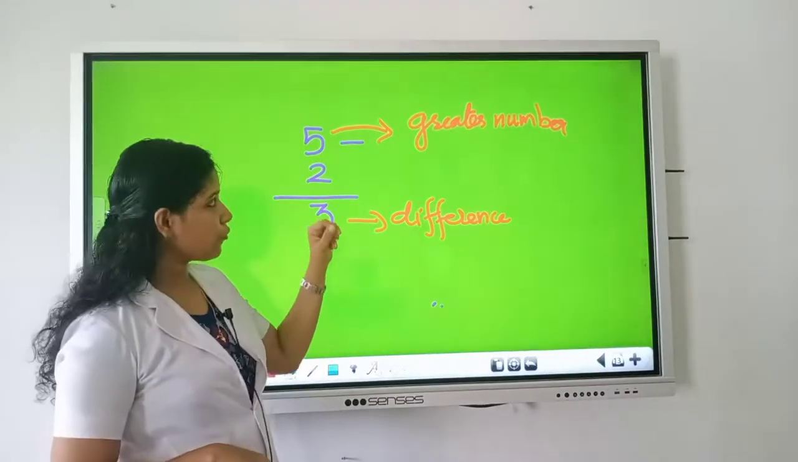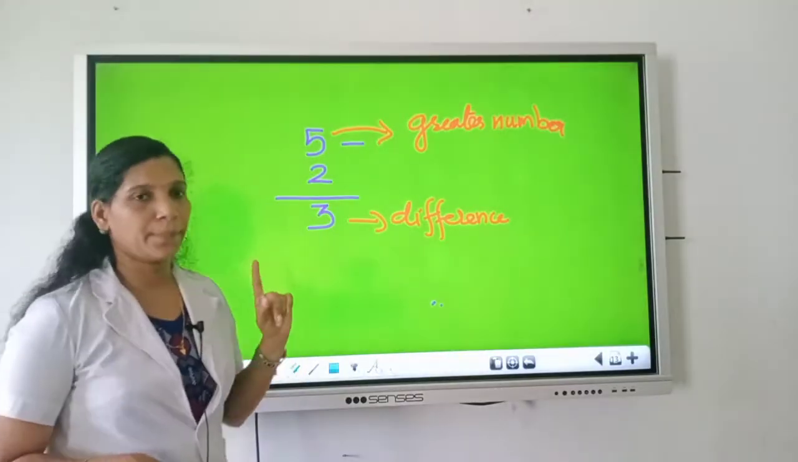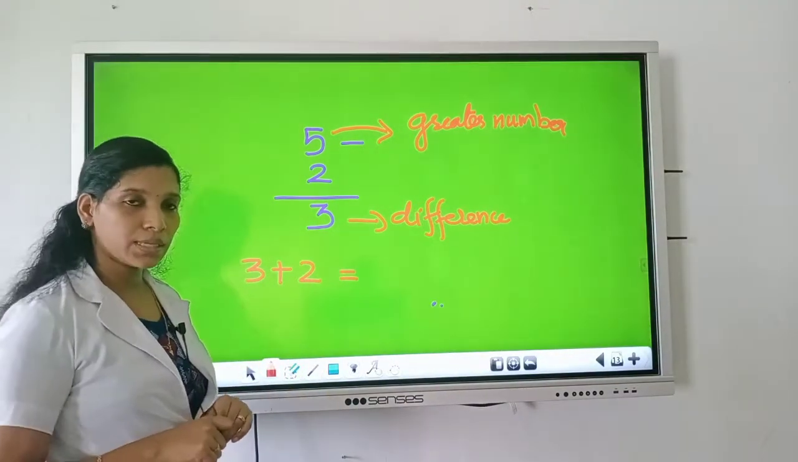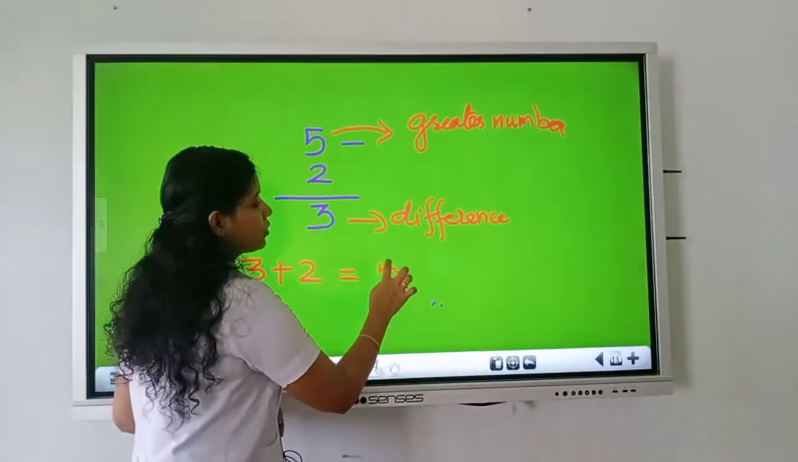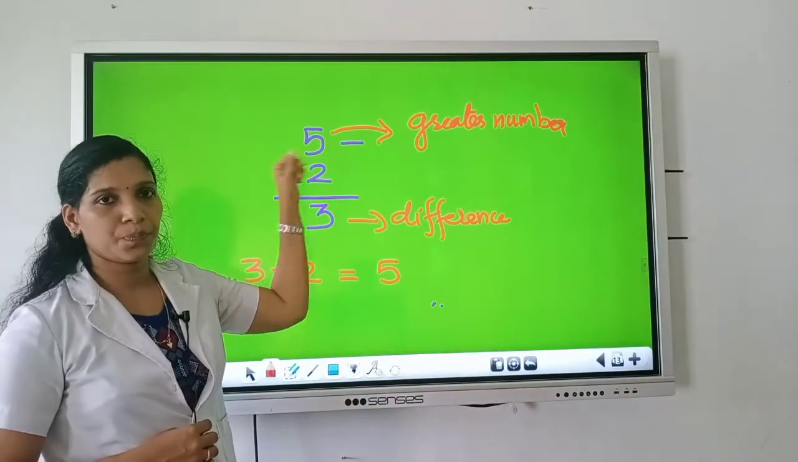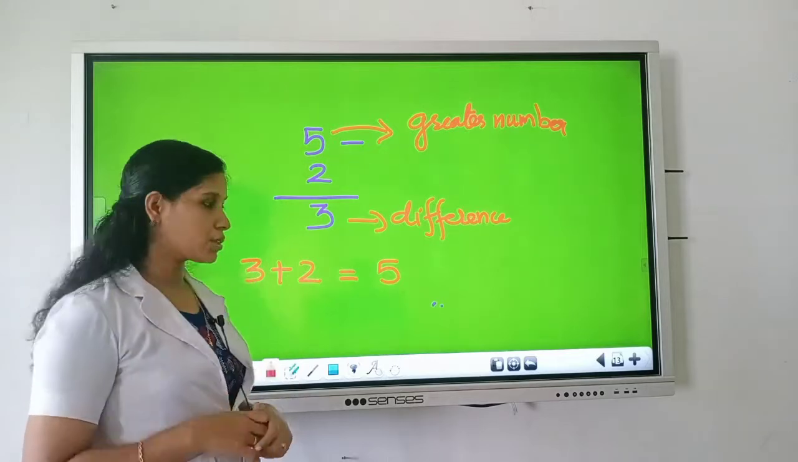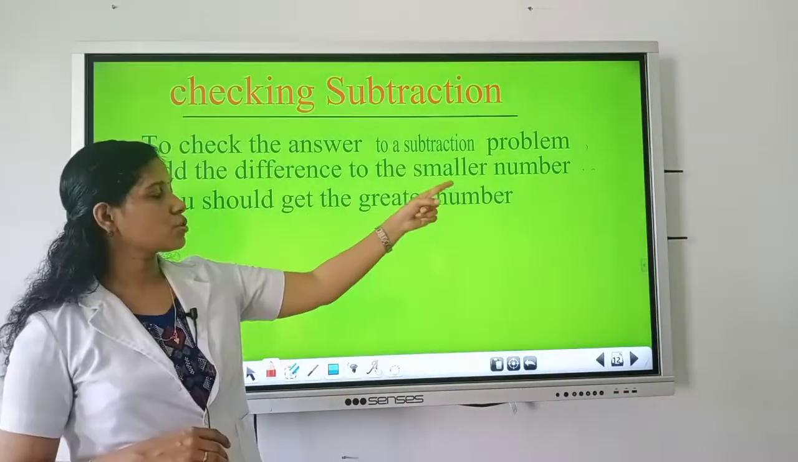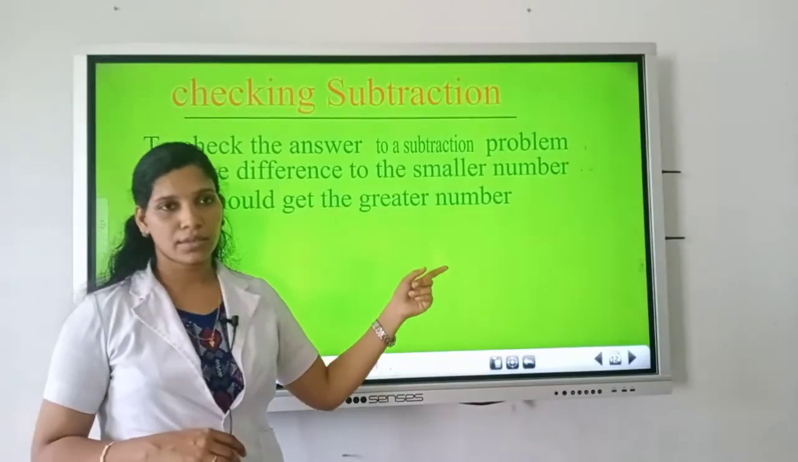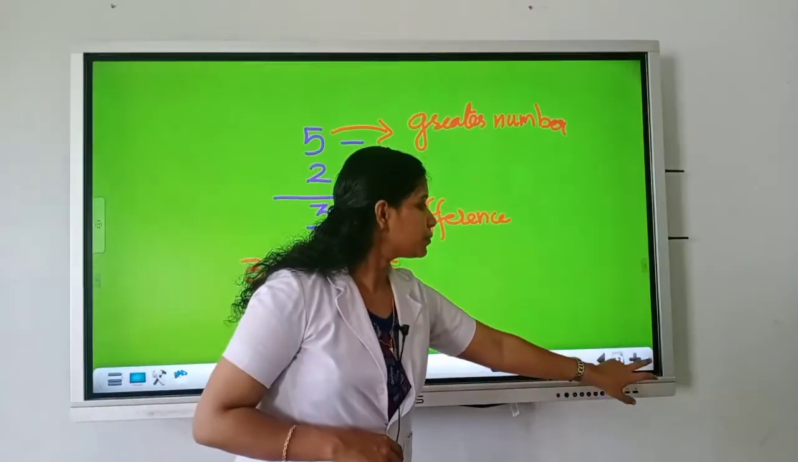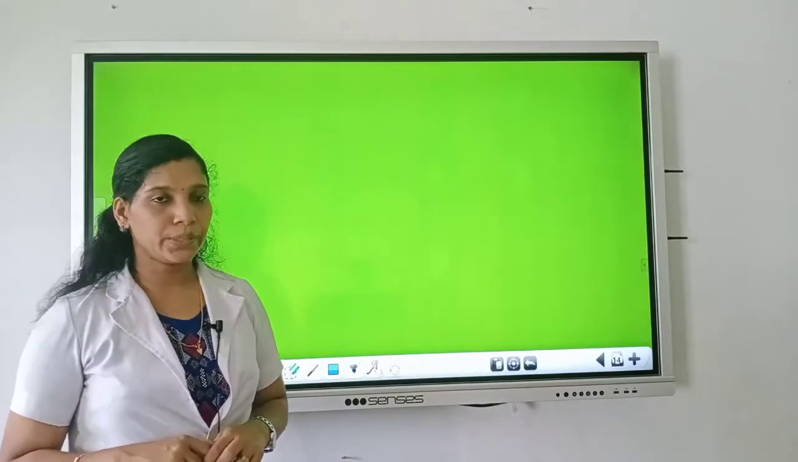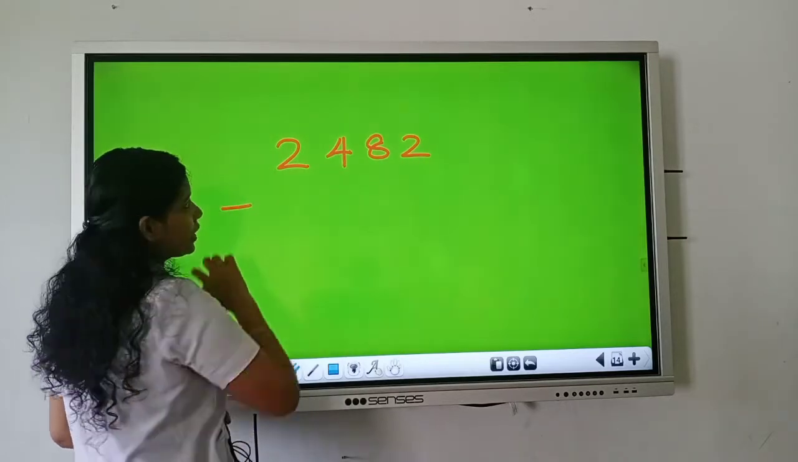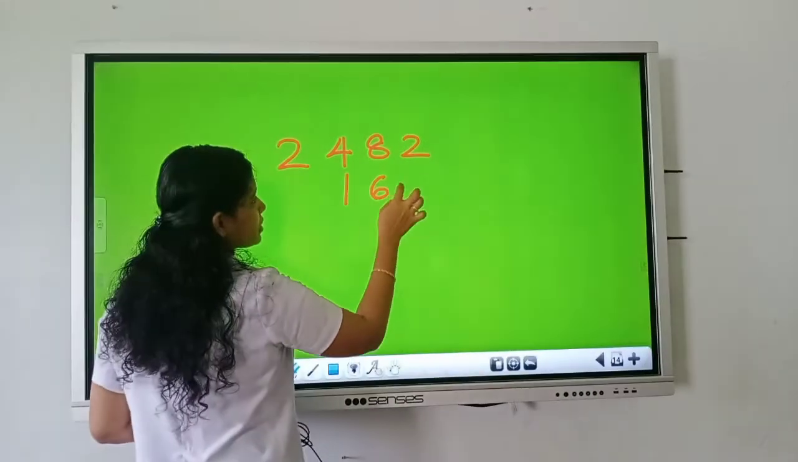Now we will see, if you add the difference and the smaller number, 3 plus 2, what is 3 plus 2, children? 3 plus 2 is 5. 5, the greater number. So how are we checking subtraction? Checking subtraction means add the difference to the smaller number, you should get the greater number. Now we will do one more example. 2482 minus 161.